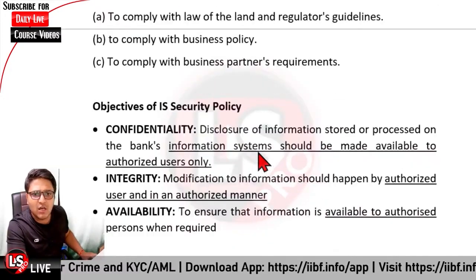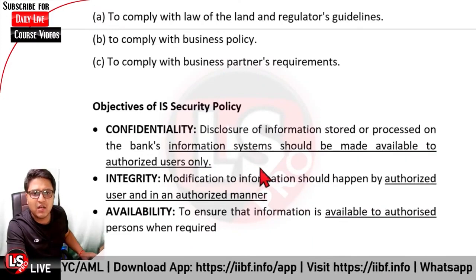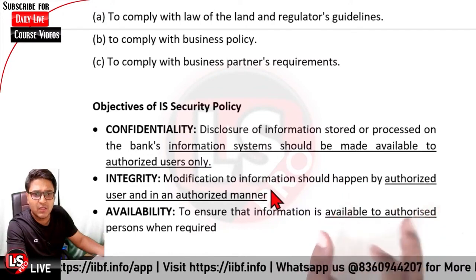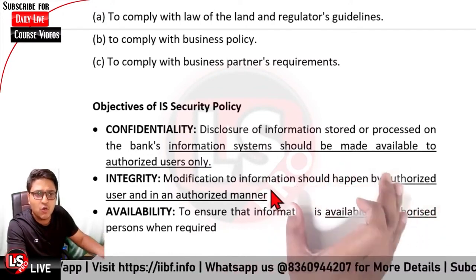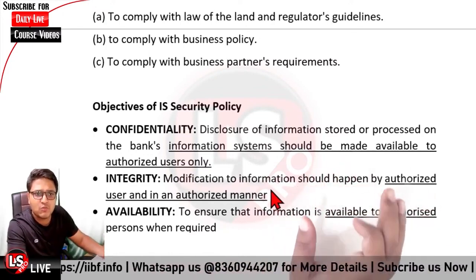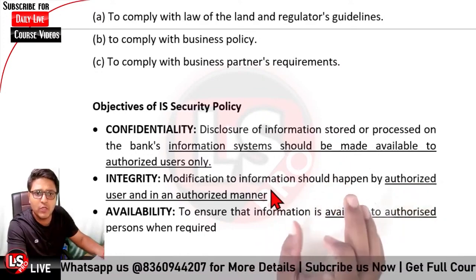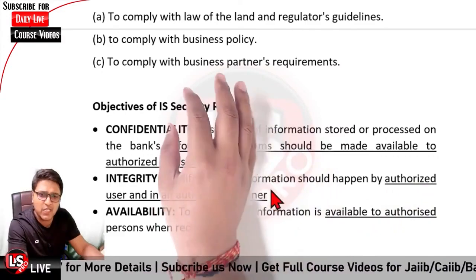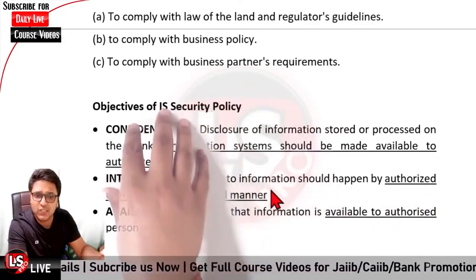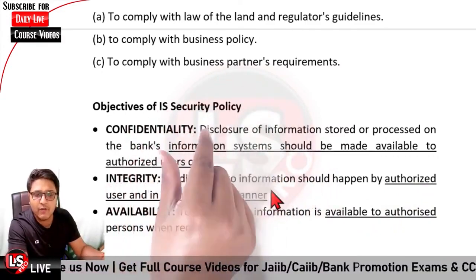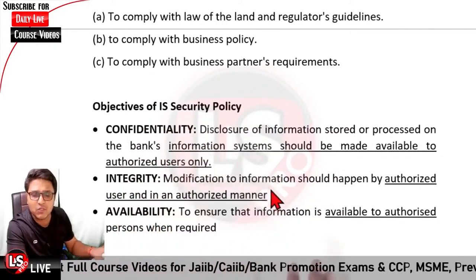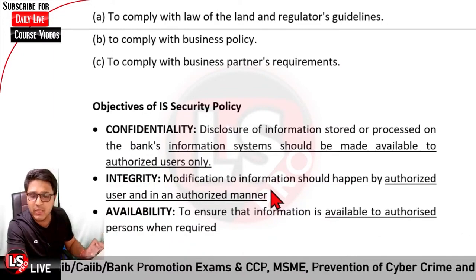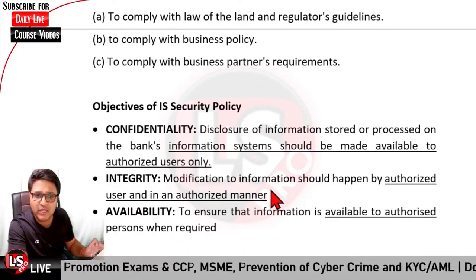Then it is regarding the objectives. First of all, confidentiality: disclosure of information stored or processed on the bank's information system should be available only to authorized users. What do you mean by it? Now we are dealing with thousands of customer accounts, or maybe lakhs of crores of customer accounts. Confidentiality must be there, so that the data is available only and only to authorized persons.